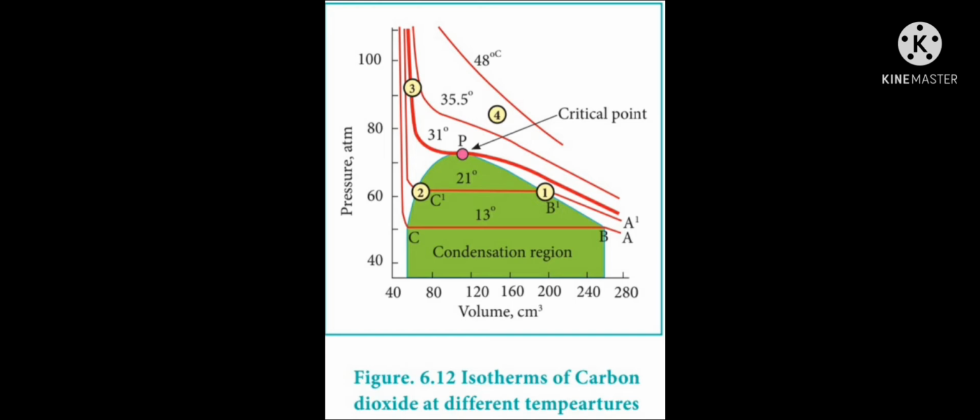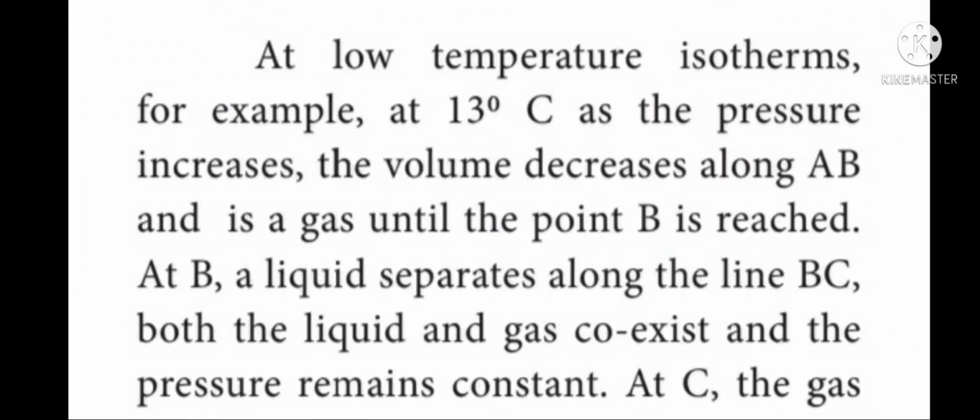Hence, this graph explains isotherms of carbon dioxide at different temperatures. From this, we can infer the following points. At low temperature isotherms, for example, at 13 degrees Celsius, as the pressure increases, the volume decreases along AB and it is a gas until the point B is reached. At B, a liquid separates along the line BC. Both the liquid and the gas coexist and the pressure remains constant.